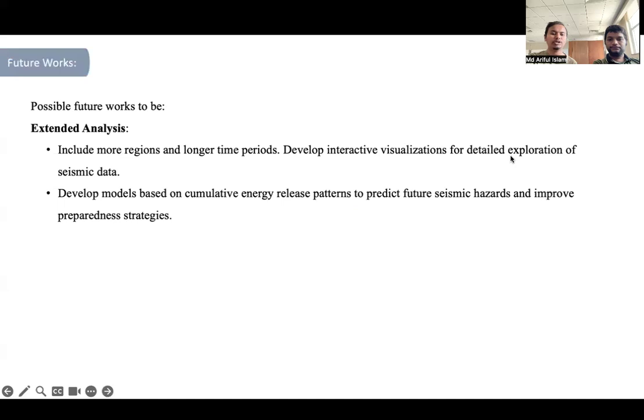So in the future, we want to extend our analysis to more areas, like other subduction zones, and we also want to include a larger number of years, or expand the time for which we analyze. For example, here we are analyzing only 20 years. We want to expand it to maybe 50 years or more. And we also want to develop maps that can show us the most earthquake-prone areas with higher resolution.